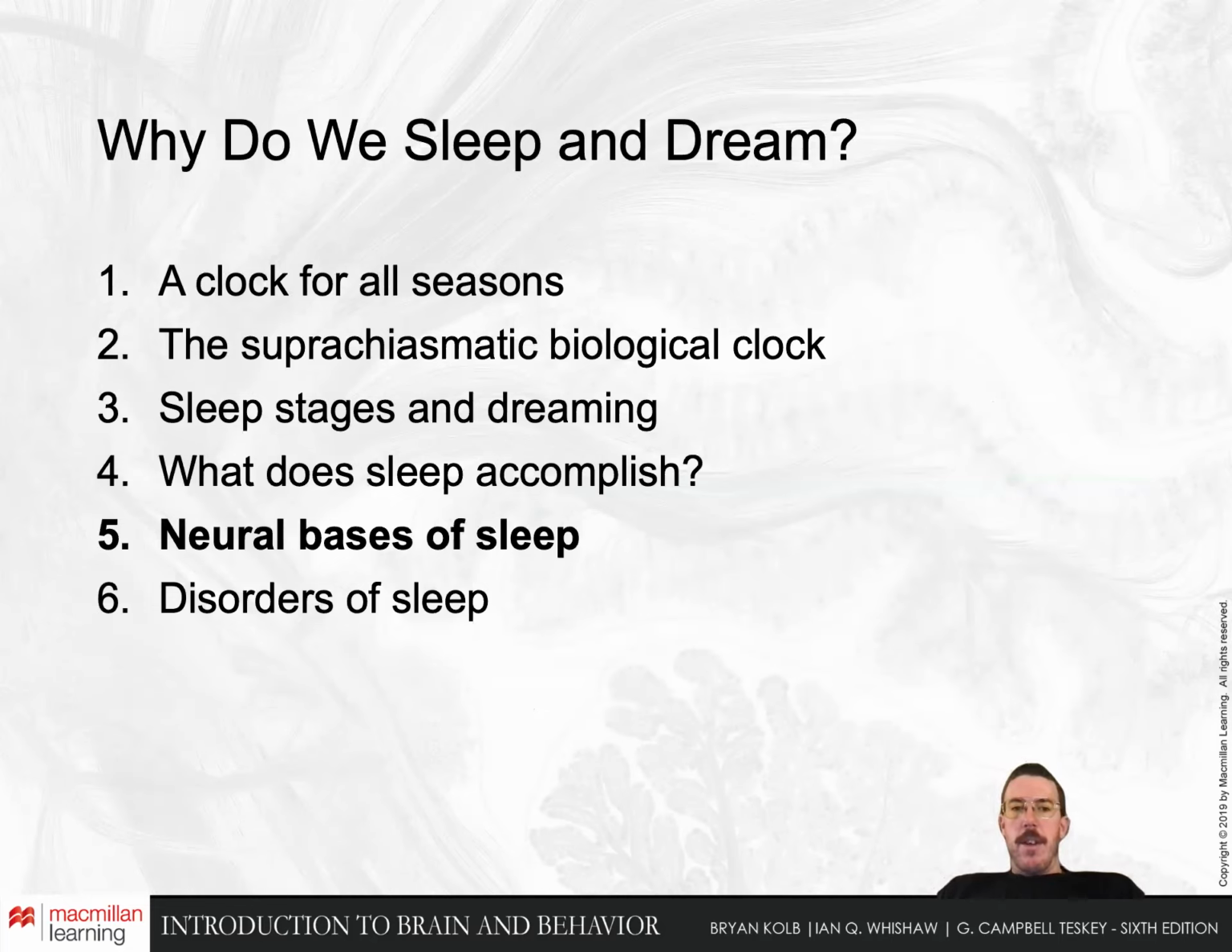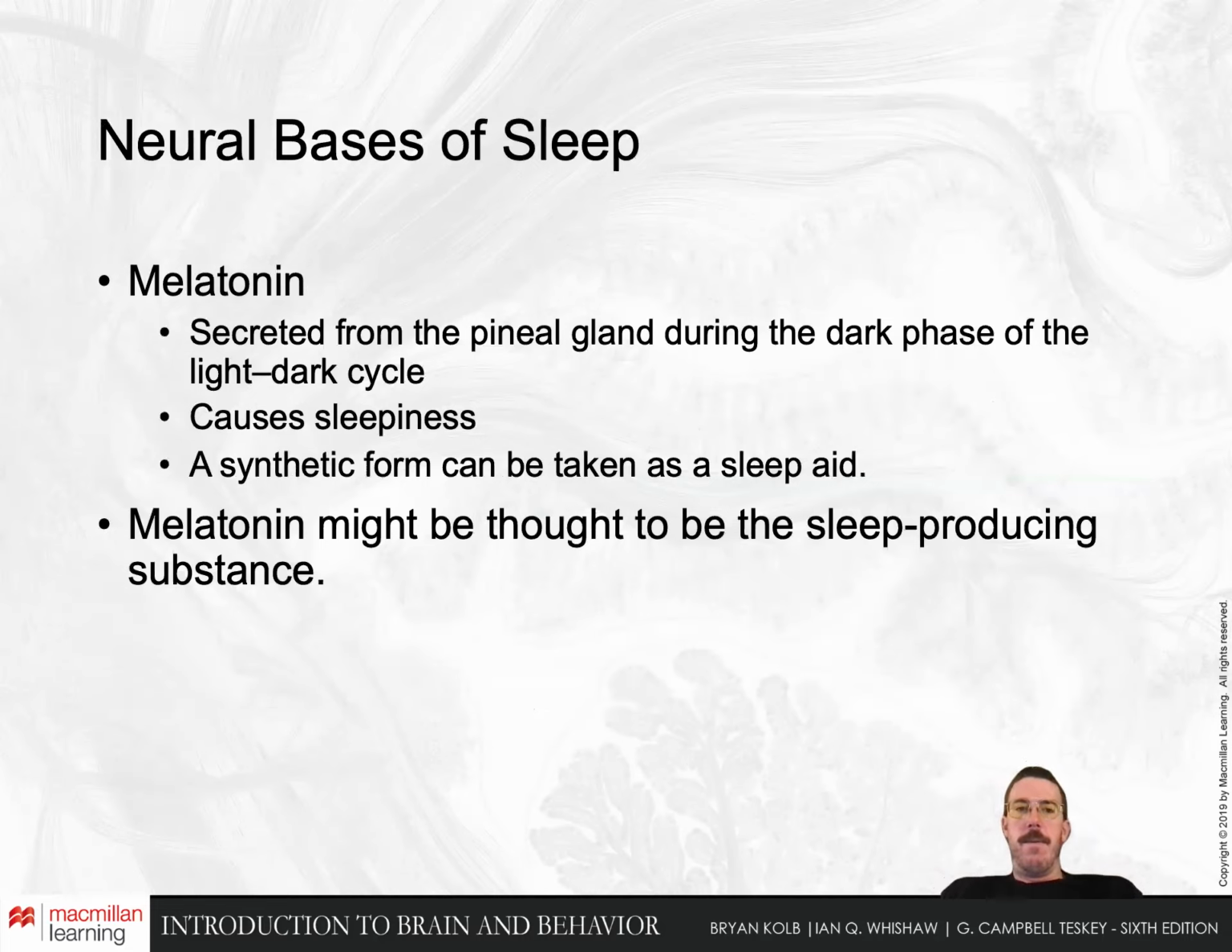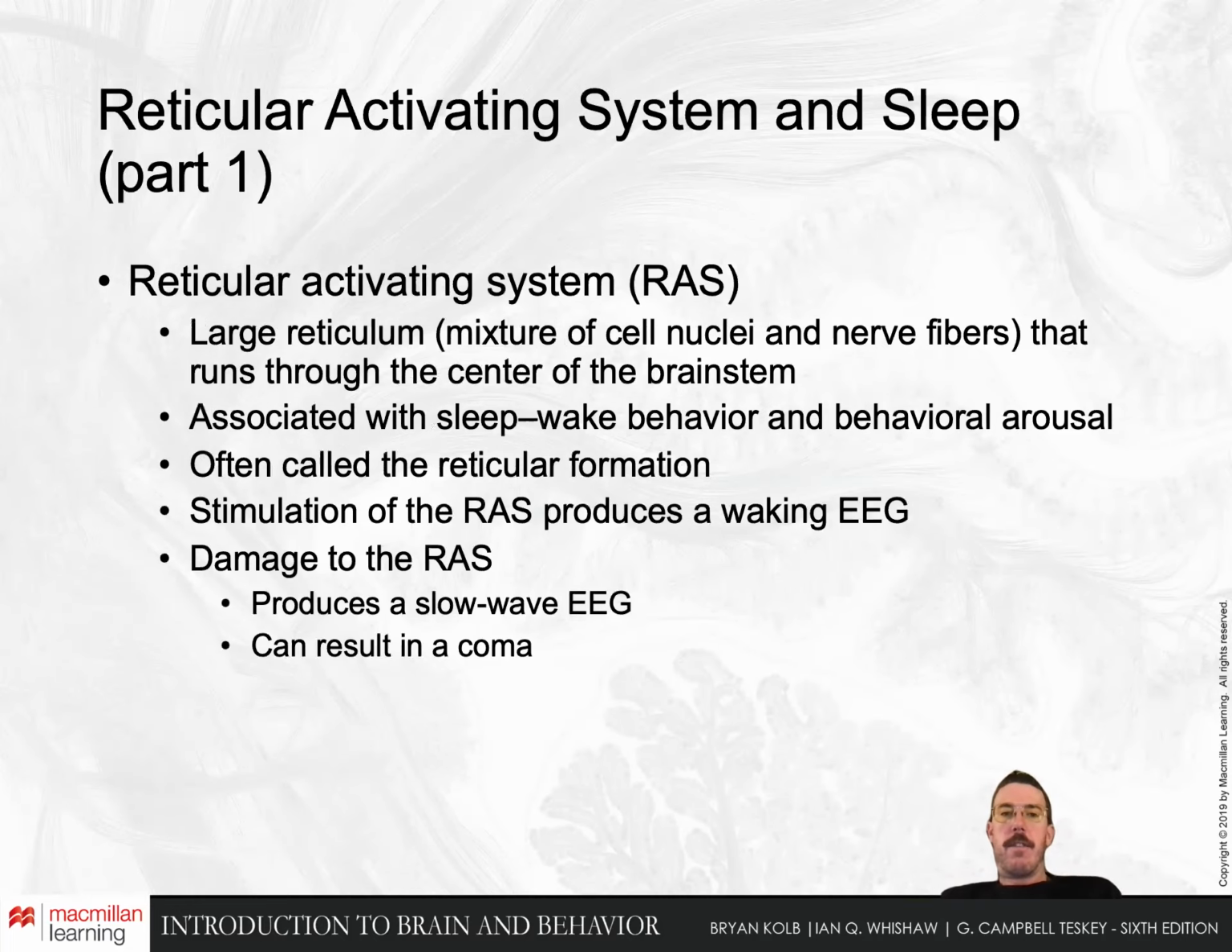Okay, next we'll talk about the neural basis of sleep. Melatonin is a chemical that's secreted by the pineal gland during the dark phase, which causes sleepiness in us. And a synthetic form can be taken as a sleep aid. So it can be thought of as a sleep-producing substance.